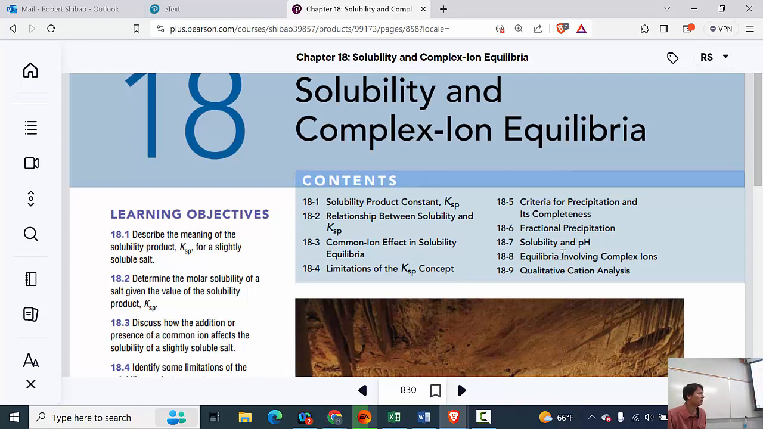We're going to look at the calculations involved there. I told you that we have to keep the pH at a certain level. Well, we're going to calculate at what level that pH has to be to prevent the +2s from precipitating. So we can actually revisit that thing we did in qualitative analysis and calculate at what pH we should not exceed to prevent the +2s from precipitating. That's 18.7, solubility and pH. 18.8, equilibria involving complex ions.